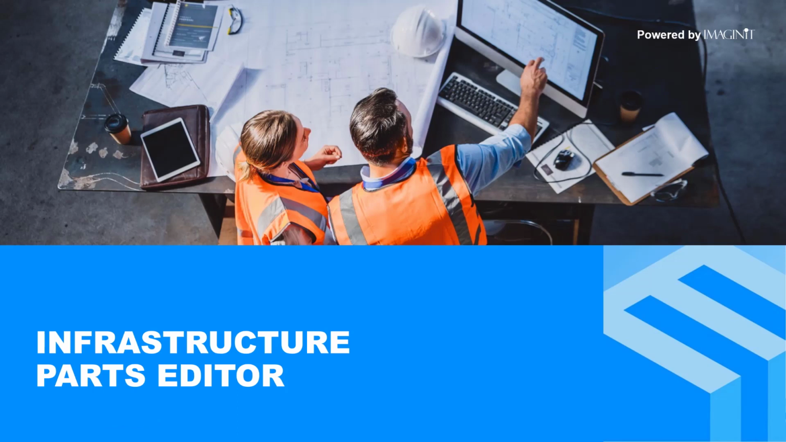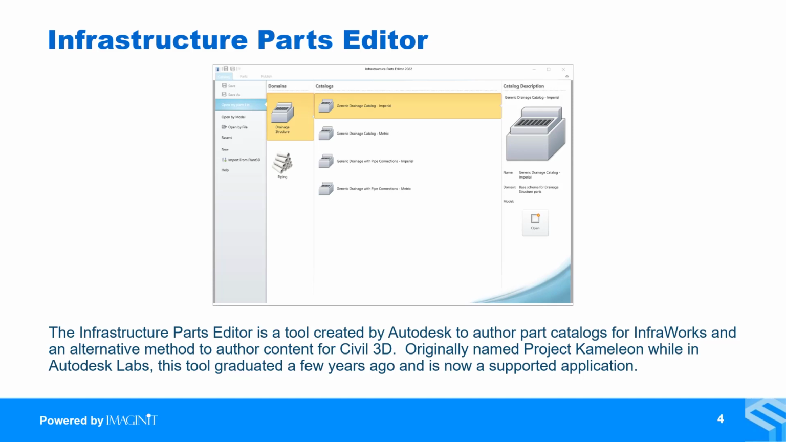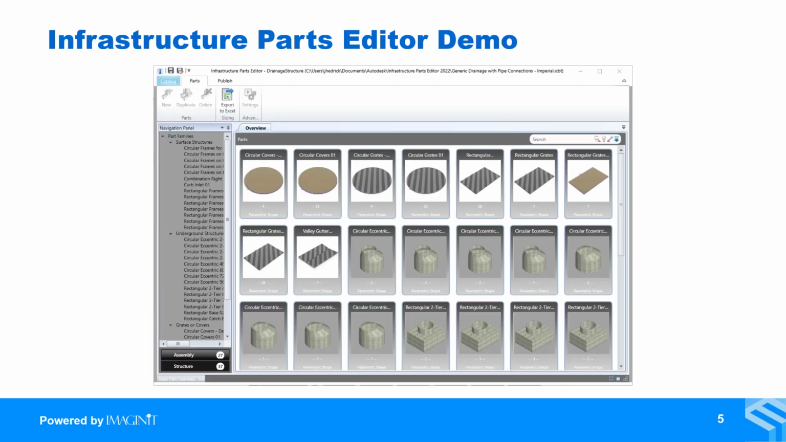Let's take a look at the Infrastructure Parts Editor. Infrastructure Parts Editor, or IPE as I will refer to it from this point forward, was created as an alternative way to author Civil 3D content as well as a way to model content for InfraWorks. If anyone has tried to create gravity pipe structures in Part Builder, I'm sure you will agree with me that any other way is an improvement. While this was a labs project for Autodesk, it was named Project Chameleon. I only mention this because depending on what version of the tool you use, some of that legacy naming is still present. Now, without further ado, let's jump into the software.